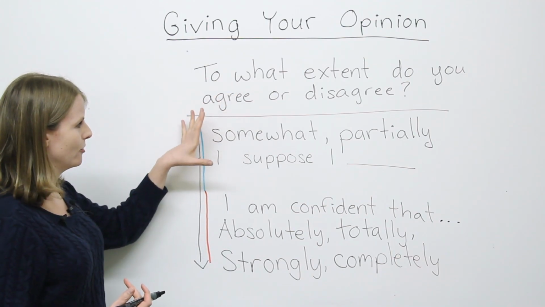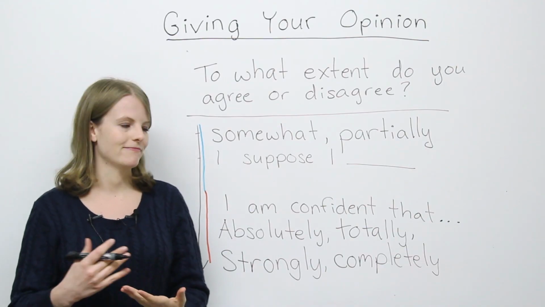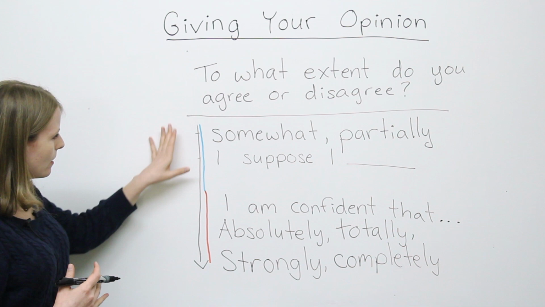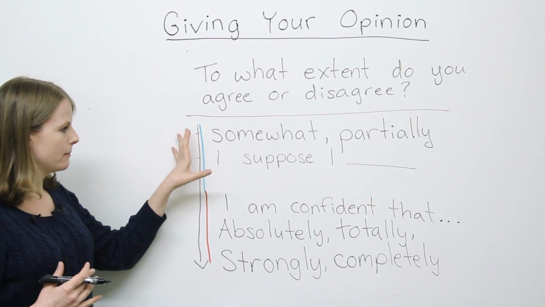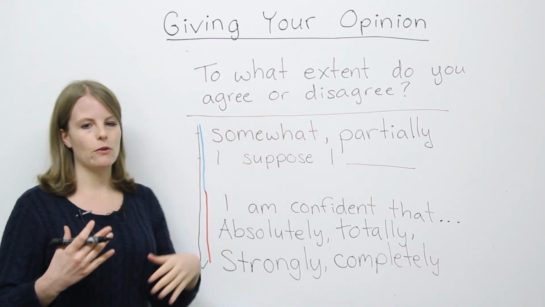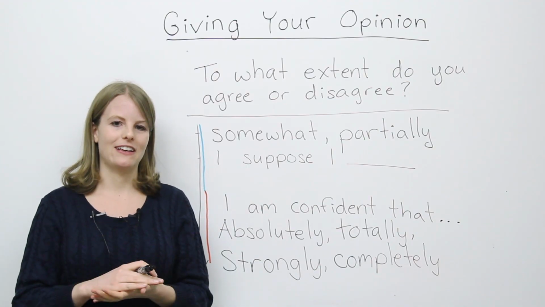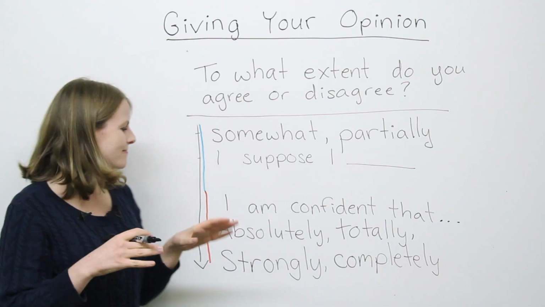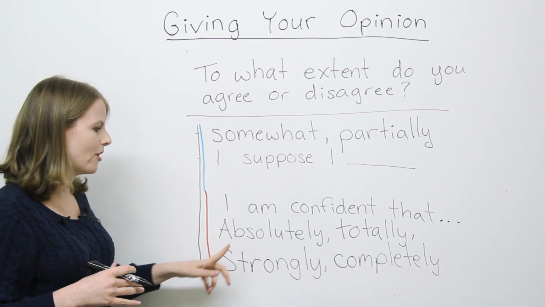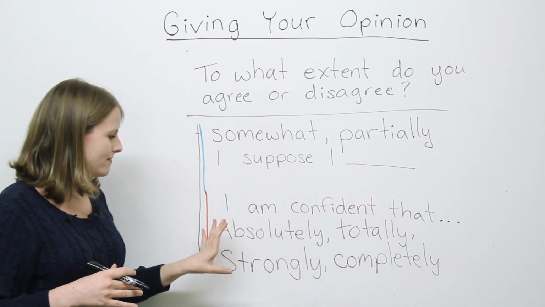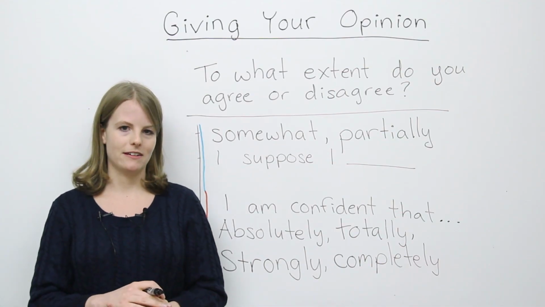So what we're going to look at now is how can we add a degree to our answer for our opinion. Okay? So where you see the blue, somewhat, partially, I suppose, I'll go over those in a minute. But these are all ways to say, I kind of agree. So you're not strong in what you're saying. You're kind of on the fence. Whereas if you see this red line, I am confident that, absolutely, totally, strongly, completely. This section is when you're very sure of your opinion. You feel very strongly about something.